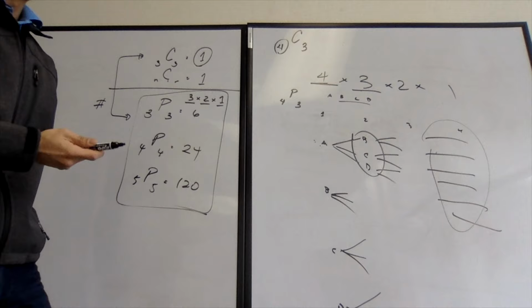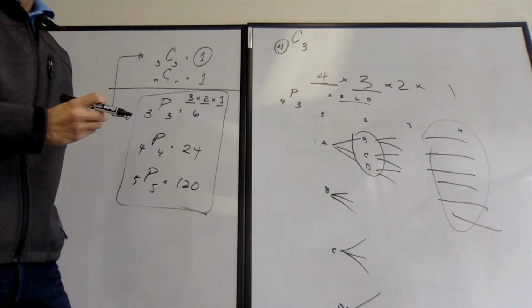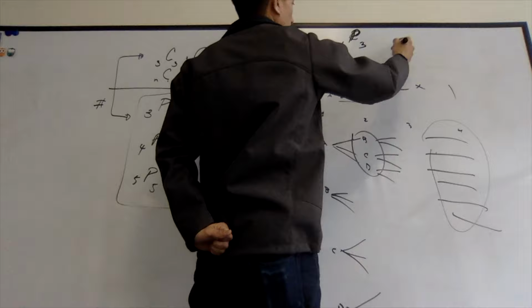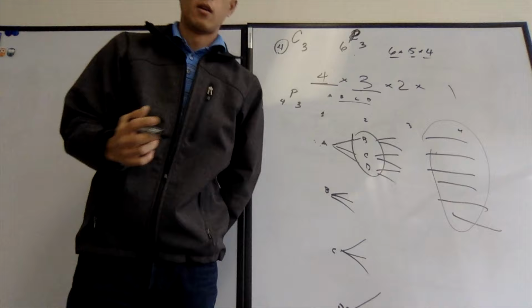Okay, so let's say there are six, and you had to pick three. It would be six times five times four. We're doing permutation still. Six times five times four, because that's three. Correct. Very good. Okay.